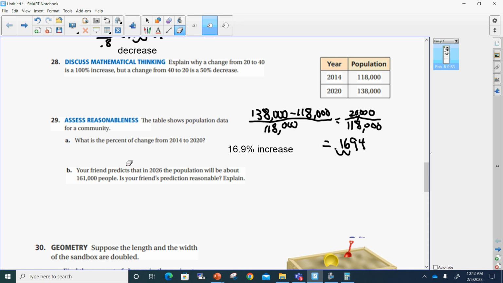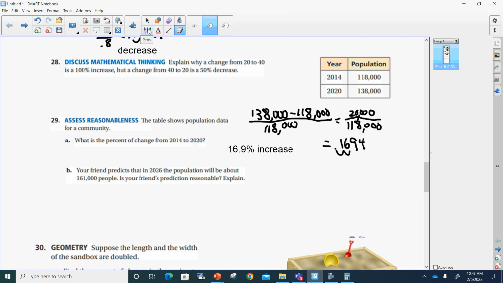B, your friend predicts that in 2026, the population would be about 161,000 people. Is your friend's prediction reasonable? Well, what's that going to be the percent? Remember, he's predicting it. That's not what the actual amount is. So we're going to have to take 161, the big number, minus, let's see, I guess what it is in 2020. Your friend predicts the population will be about one. Oh, I see what they're saying. Let's erase this. They're not looking for the percent increase.